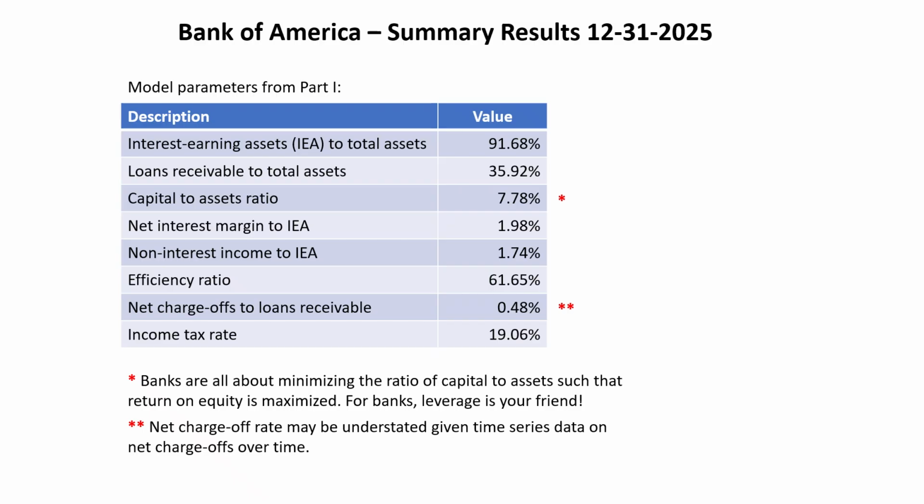Also, the net charge-off ratio for Bank of America for 2025 was about 48 basis points. And this is a best-of-times ratio. If you look at the time series for all banks over the last 20 years or so, that 48 basis points is comparable to the low point in that time series. So that net charge-off rate is understated, and we're going to have to use something higher going forward.